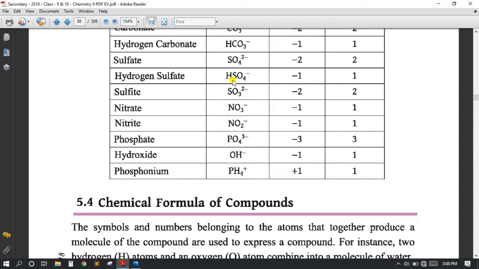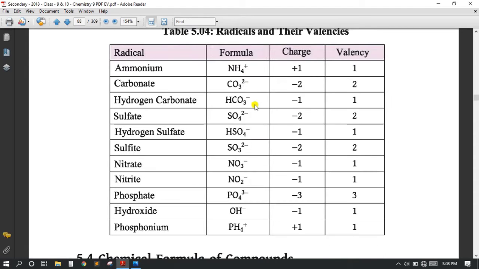Similarly for these radicals also, phosphonium and hydroxyl ion, nitrate ion, sulfate ion, bicarbonate ion, bisulfate ion. So many radicals are given in my book. You must memorize it. And if you memorize the formula of a specific radical, you can write its charge and valency easily by observing its sign with value. So you should memorize this formula of specific radicals.